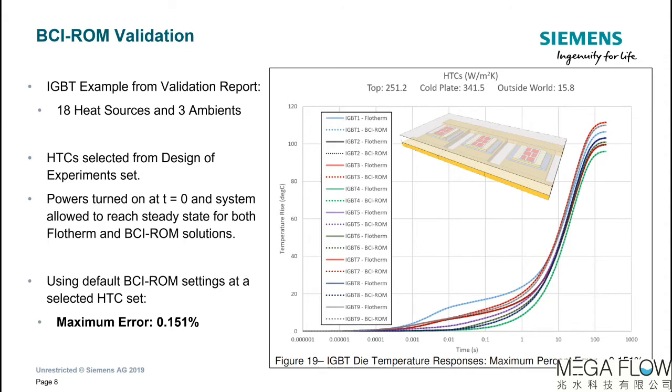So in this case, we're looking at an IGBT module. It has 18 heat sources, which you can see in red in the image, and 3 ambients. So an ambient condition for the cold plate on the bottom. We have another ambient for the top heat transfer coefficient, and the other remaining 4 faces are encapsulated with this outside world ambient condition. So what we see on screen is a randomly selected scenario with various values of these heat transfer coefficients. So this represents our test case.